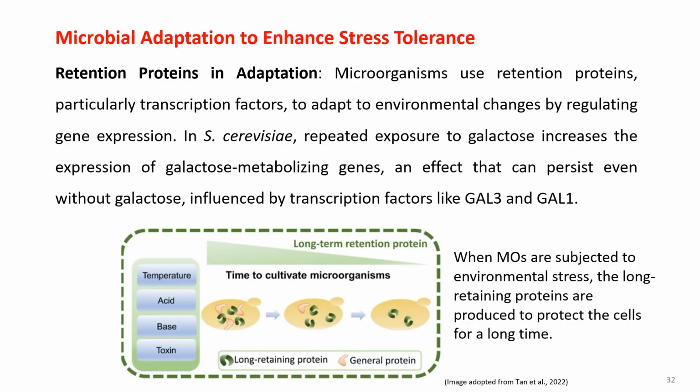What are the microbial adaptations to enhance stress tolerance? Retention proteins in adaptation. Microorganisms use retention proteins, particularly transcription factors, to adapt to environmental changes by regulating gene expression. In Saccharomyces cerevisiae, repeated exposure to galactose increases the expression of galactose metabolizing genes, an effect that can persist even without galactose, influenced by transcription factors like GAL3 and GAL1. When microorganisms are subjected to environmental stress, the long retaining proteins are produced to protect the cell for a long time. So, you can see here these long retaining proteins and the general proteins present over here.